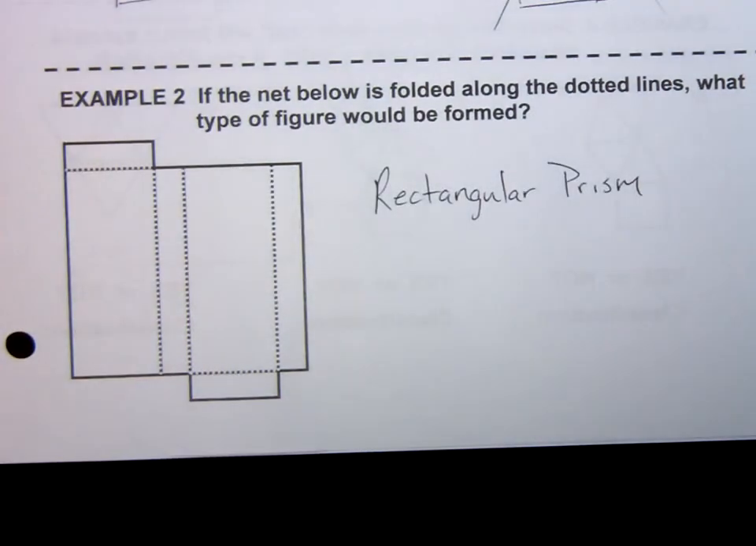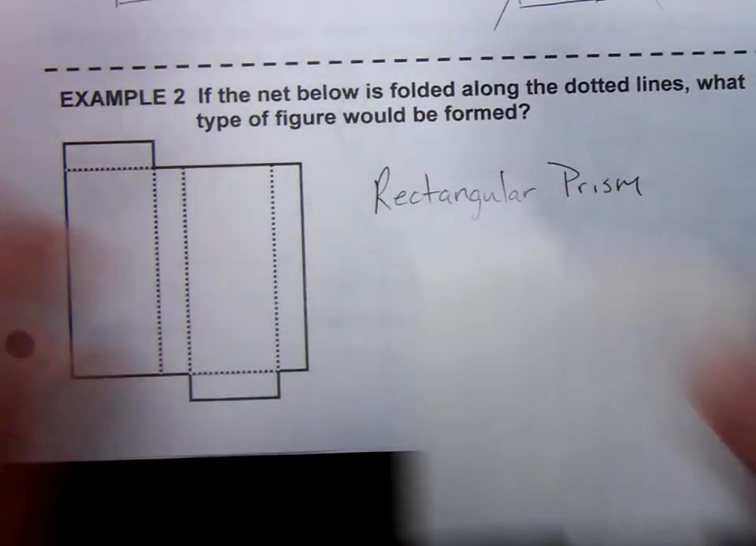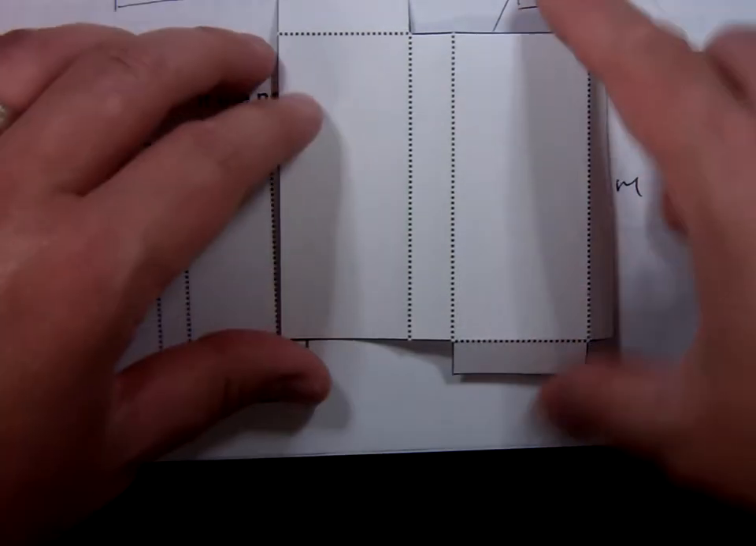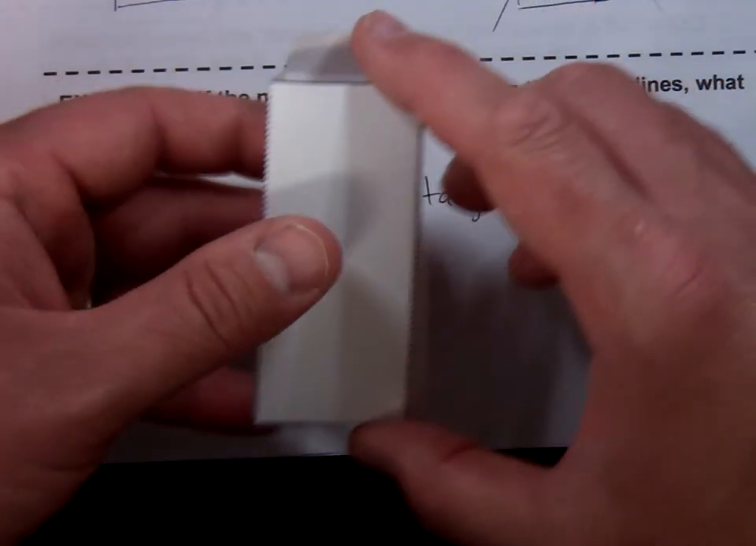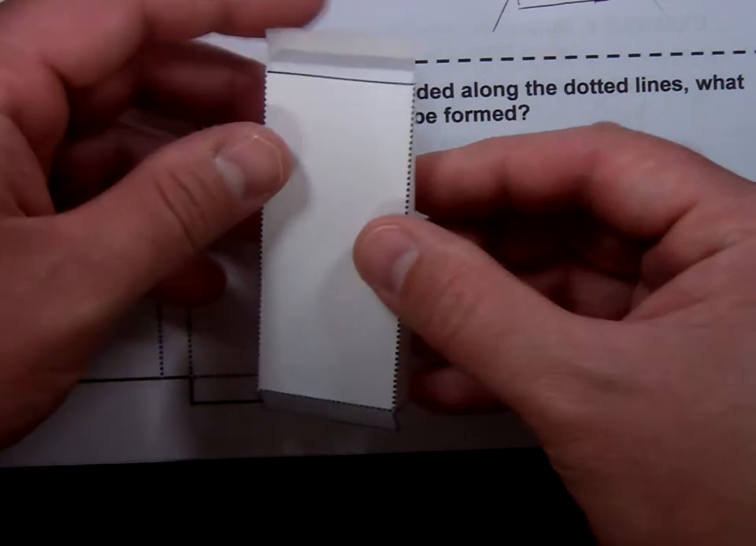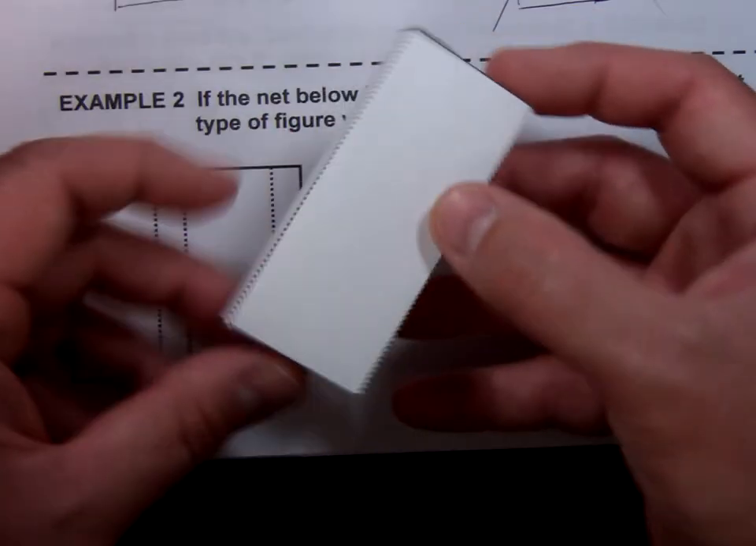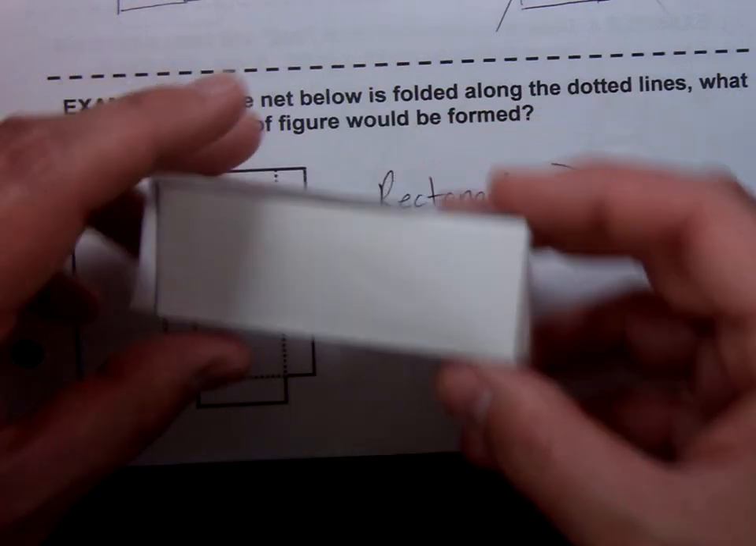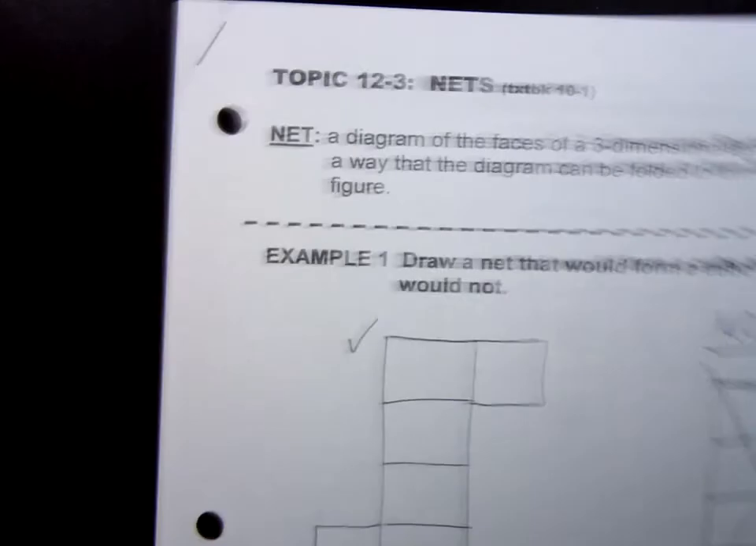I don't know how well you're going to be able to see this, but I'm going to try to do this. Here is that same net, and if I fold this up, it wraps around, and here is the rectangular prism. Not sure how beneficial that was.